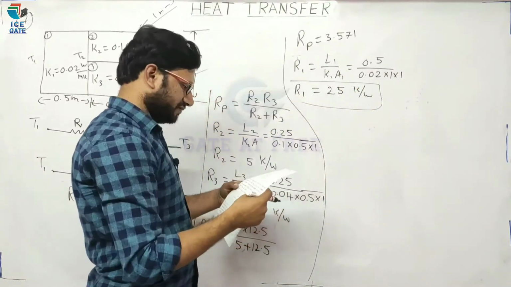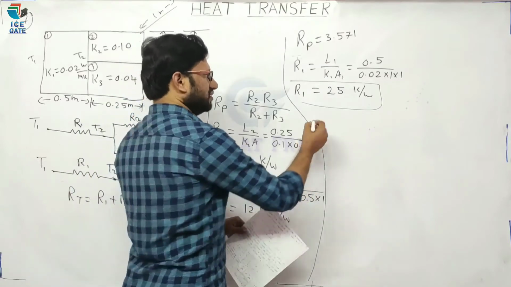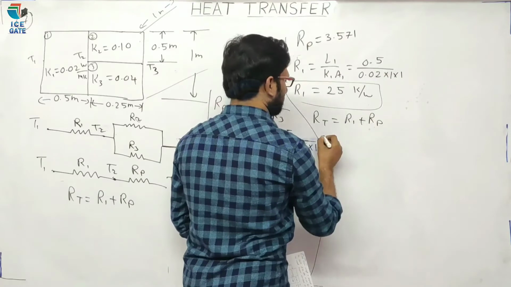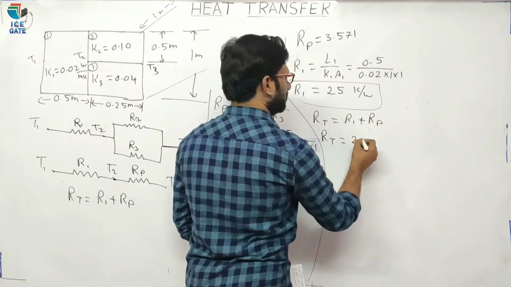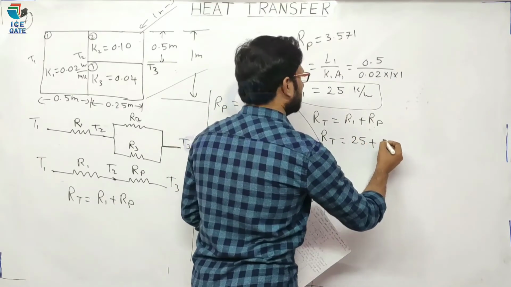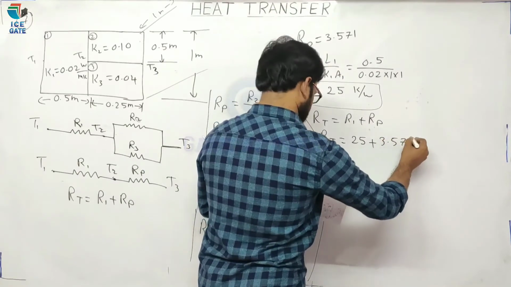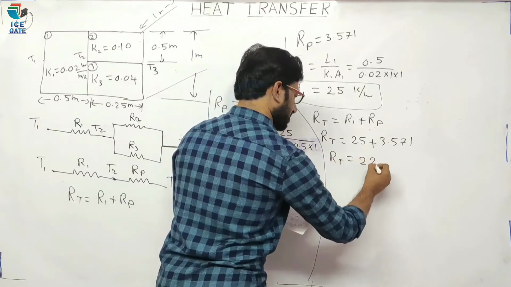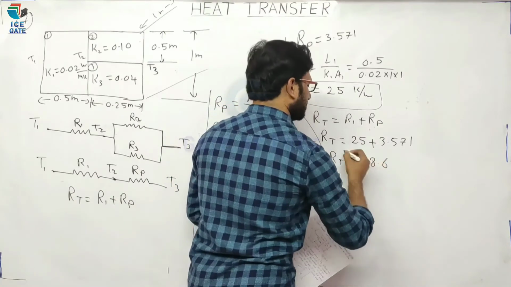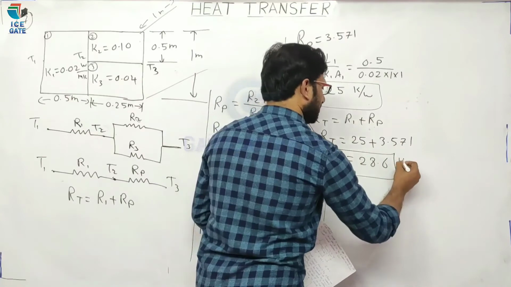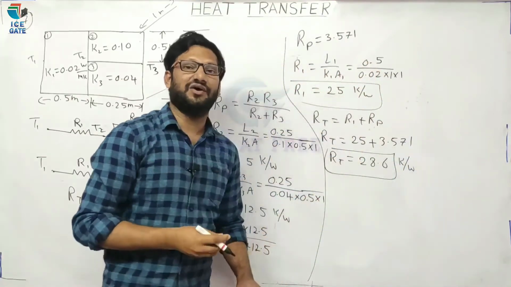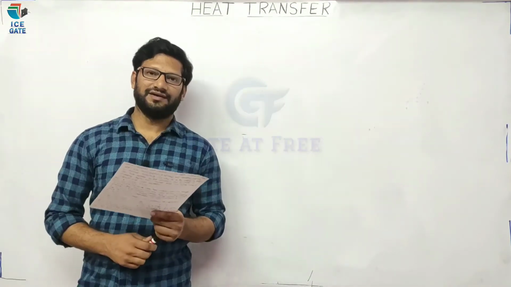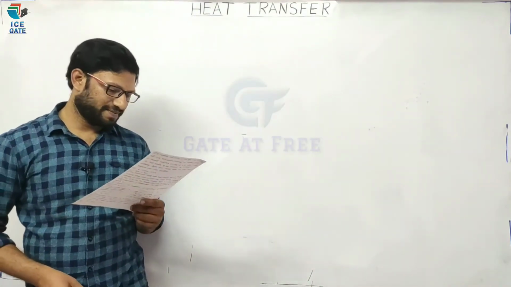Now we have to find out the total resistance. Total resistance is equal to R1 plus Rp. Therefore, RT is equal to 25 plus 3.571. Therefore, RT is equal to 28.6 approximately Kelvin per watt. See how simple is this question, given for 2 marks. Right. See the next question, 8th question.